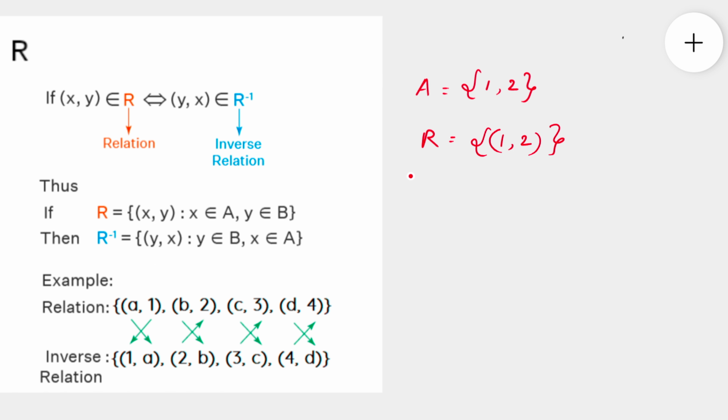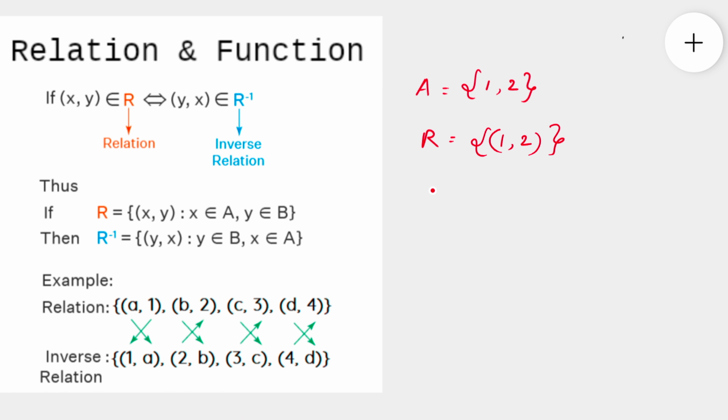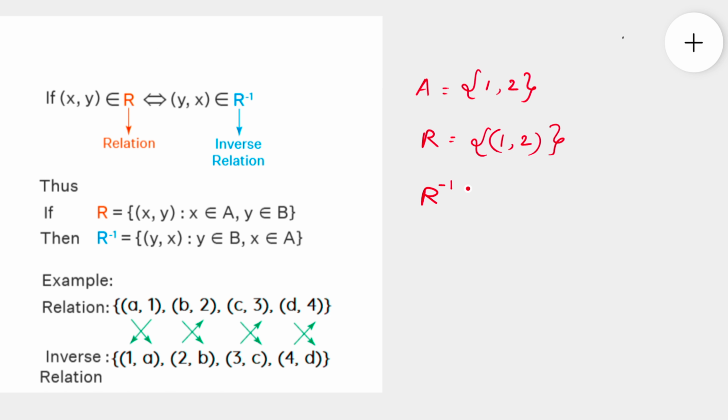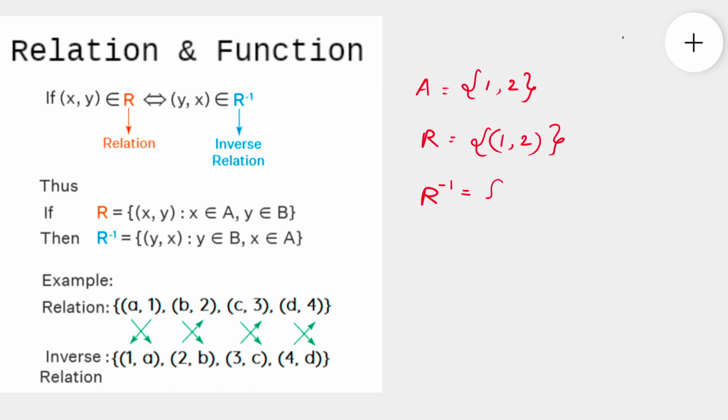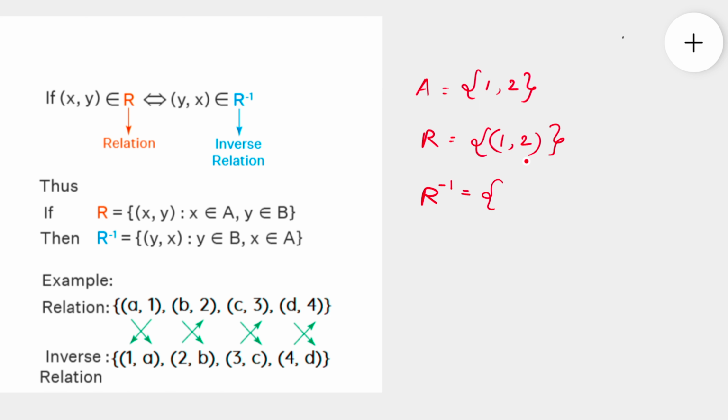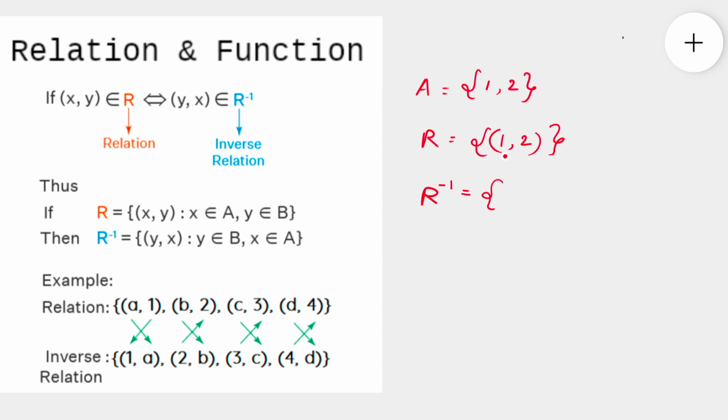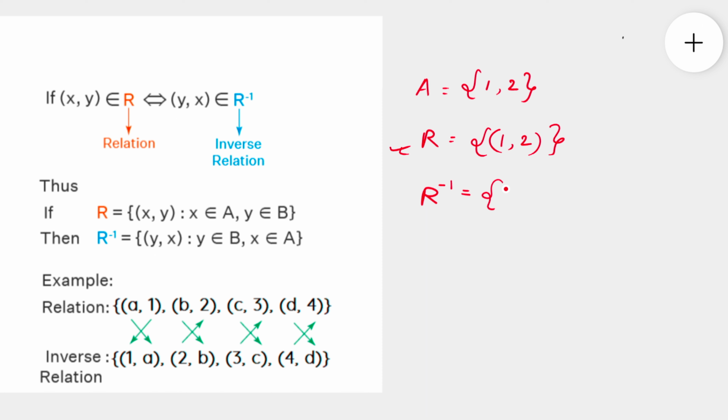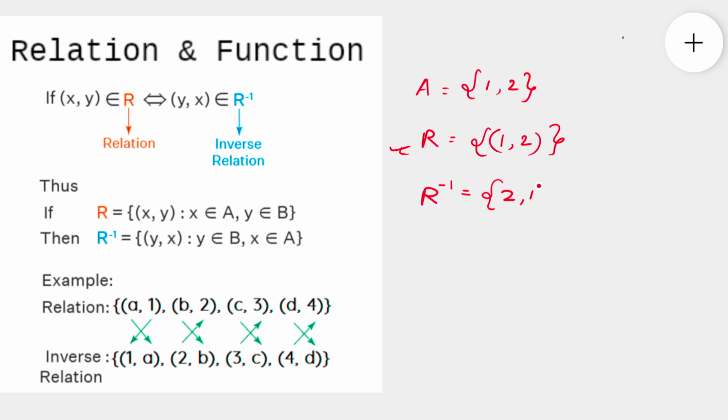In the case of inverse relation, the inverse relation is represented by R inverse, that is R to the power -1, and the ordered pair that you will have is the swapping of the two elements in the previous relation. The ordered pair formed in this relation was (1, 2), so in this case we will have (2, 1). This is what inverse relation is.